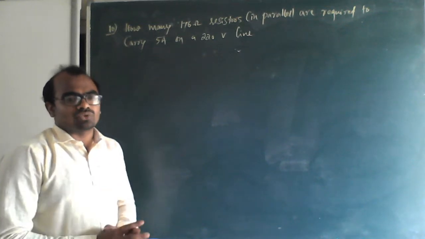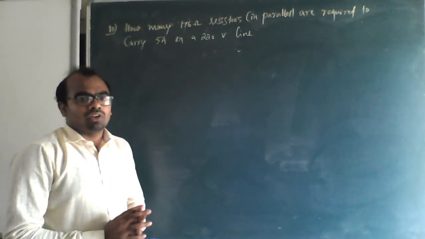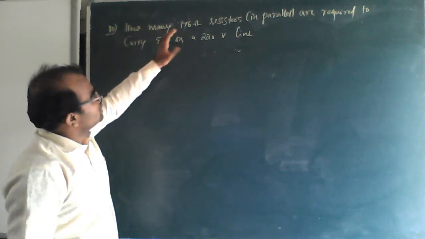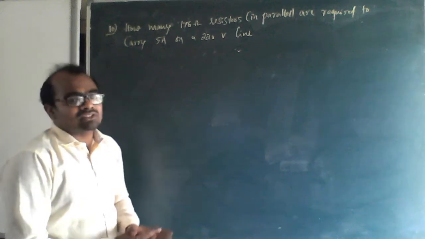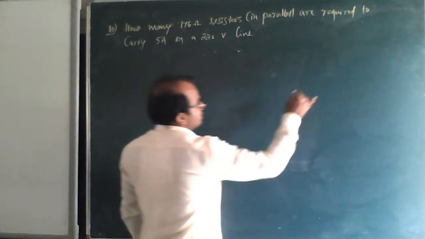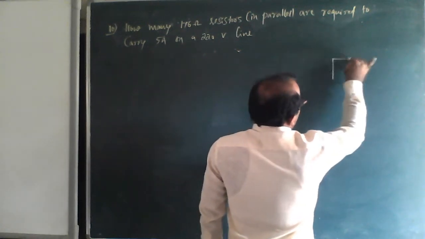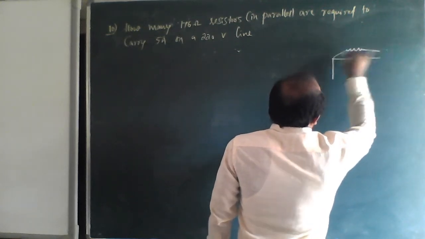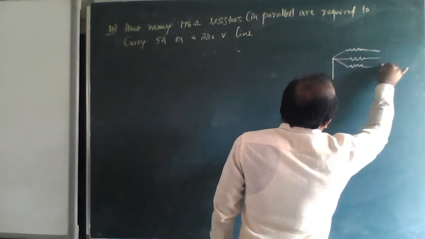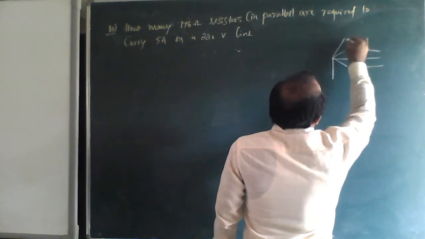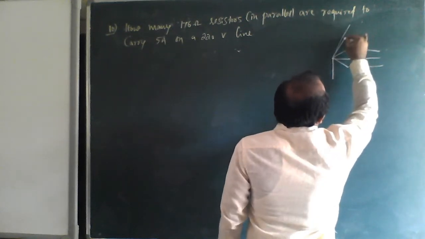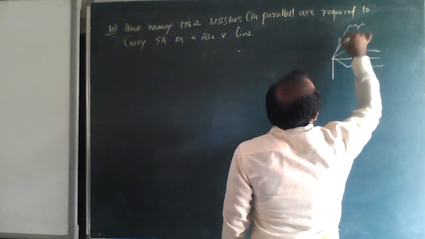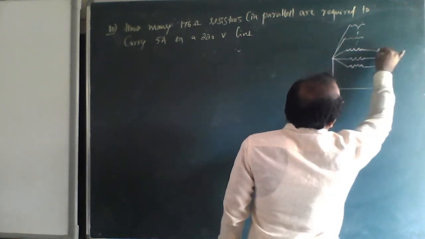See, understand this question. Okay. What is given here? They have asked, there are some 176 ohm resistors connected in parallel. See, I will show you. So we don't know the remaining ones. Okay, these we don't know. These are connected in parallel.